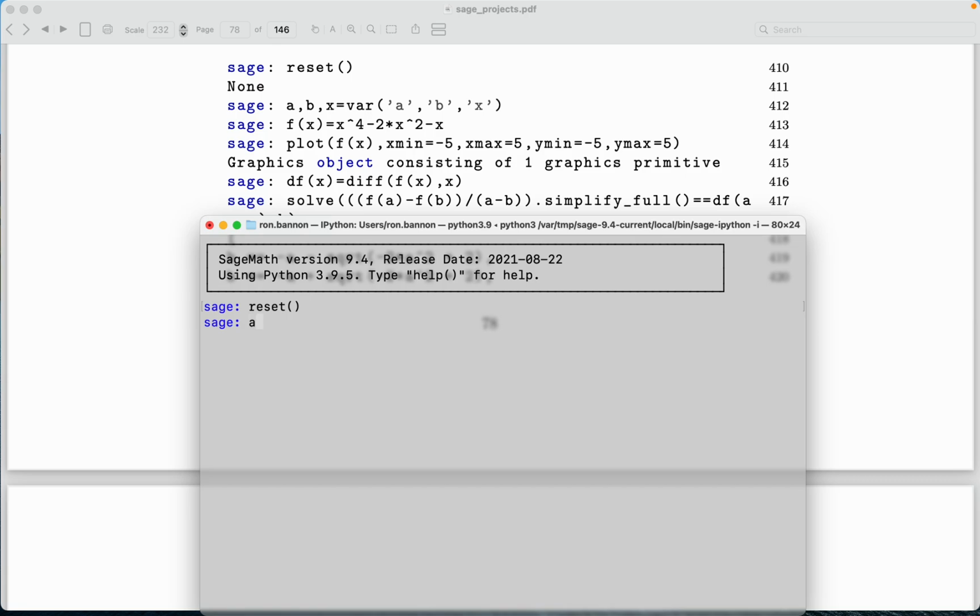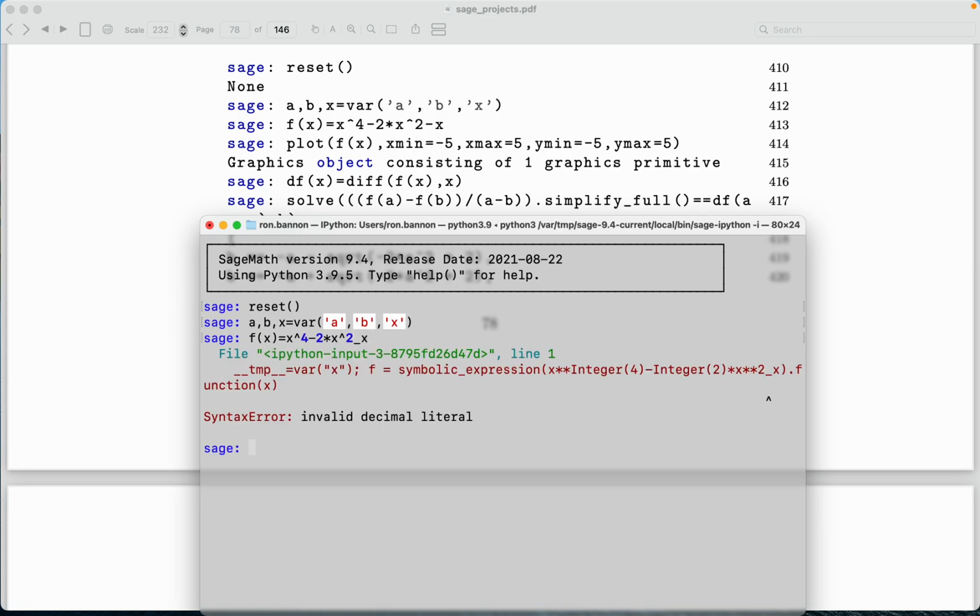a, b, and x are variables. And we define variables before we use our variables. So variable a, variable b, and variable x. There's 3 variables in this problem over here. f of x. Again, if you can't remember what f of x was, you can always look it up, but it was x^4 minus 2x squared. That's 2 star x squared. And then minus x. Oops, I made a mistake somewhere.